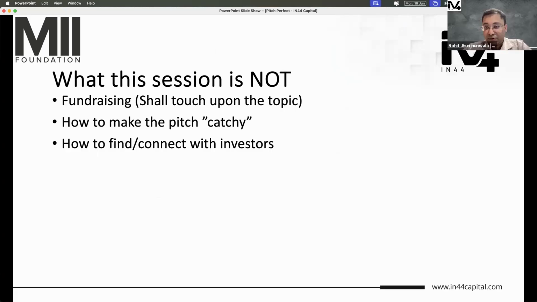What this is not about, and this gets mistaken quite a bit. This session does not tell you how to raise funds. It does not tell you the process of raising funds. It does not tell you how to approach investors. Those things are not in this pitch. That's a separate sort of exercise. It has its own process, and that's out of scope for this one, right?